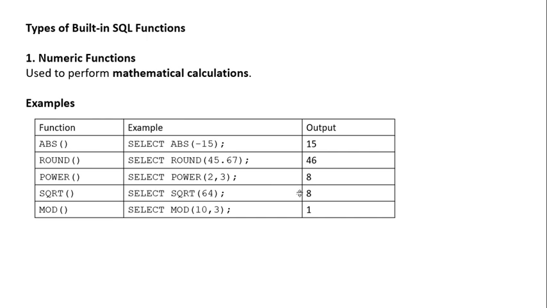So 2 is multiplied 3 times, and the output is 8. And SQRT is the square root function: SELECT SQRT(64), so the square root is calculated and the output shows 8. And the MOD function: SELECT MOD(10,3); the output is 1.